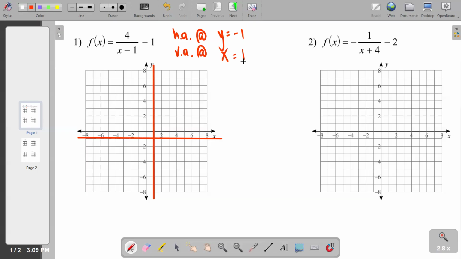I'm almost hesitant to even talk to you about what holes are until we get to the back page. So maybe I'll hold off on this. Hold off on the holes. Let's go ahead and bypass the holes for now.